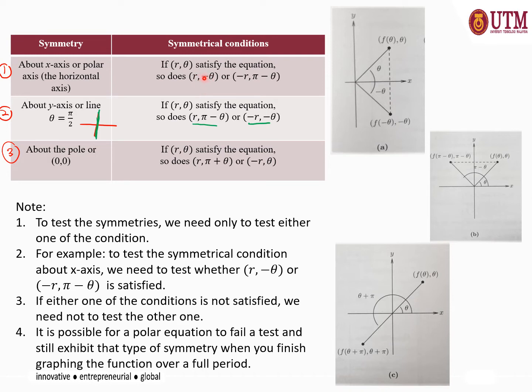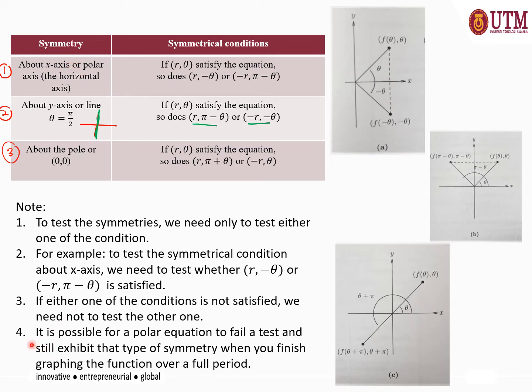If one of the conditions is not satisfied, we need not test the other one. Let's say it does not satisfy the equation for (r, negative theta); you don't have to compute for (negative r, pi minus theta) in order to check the symmetry about the x-axis.